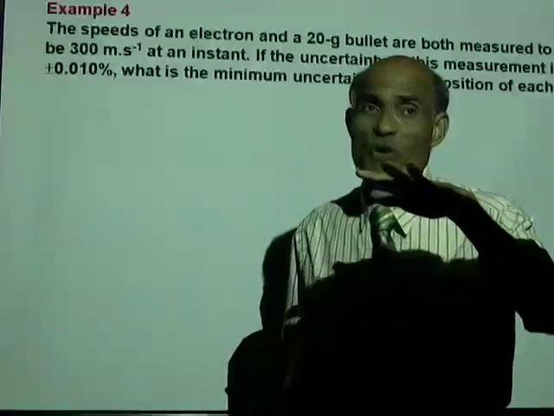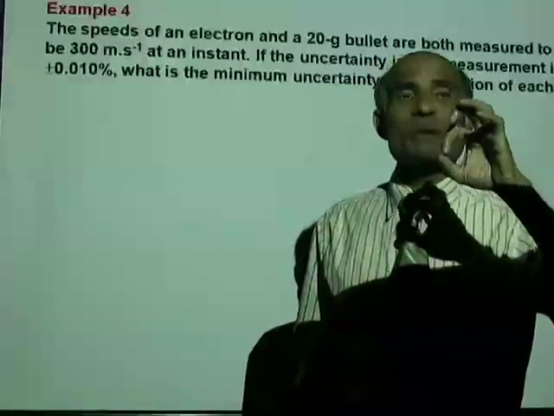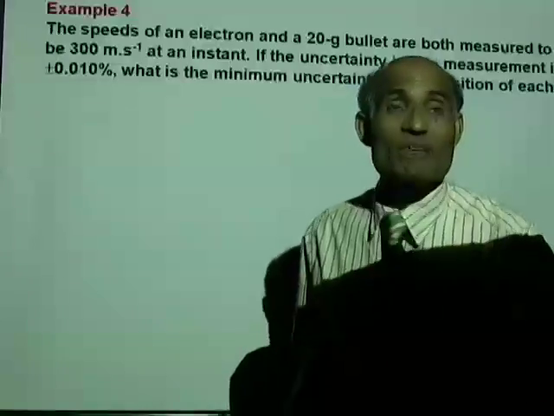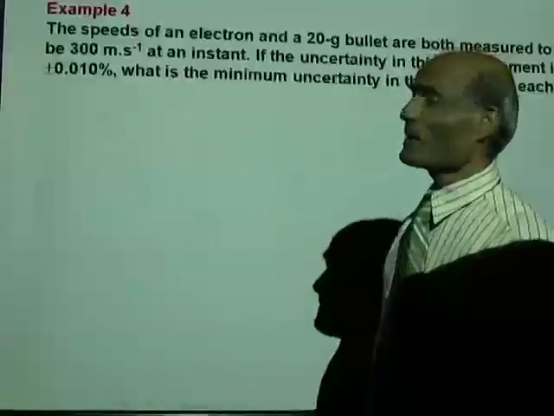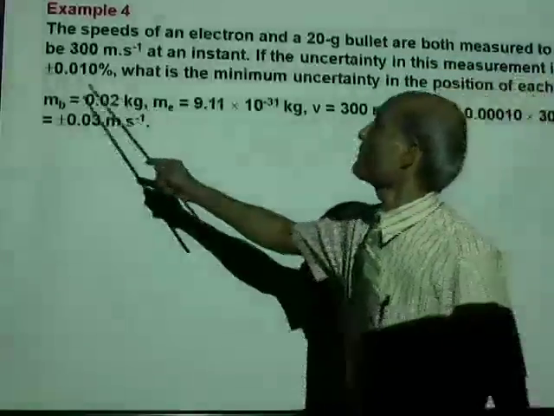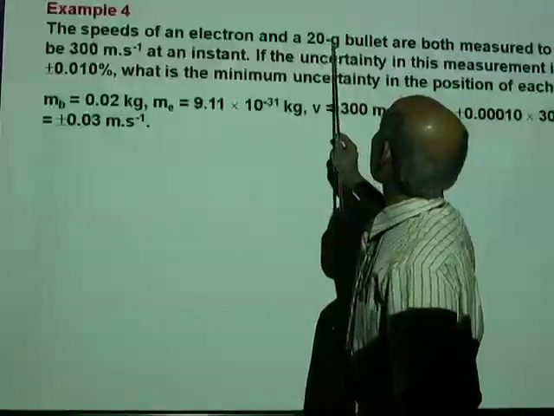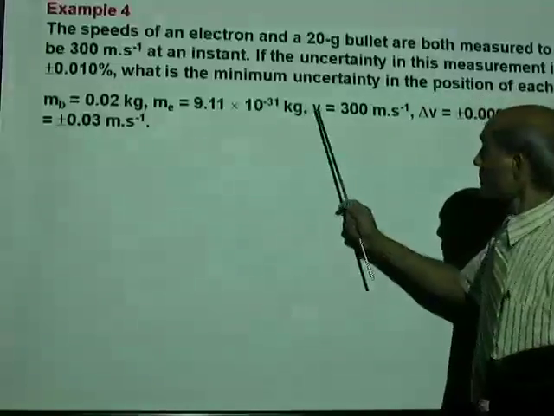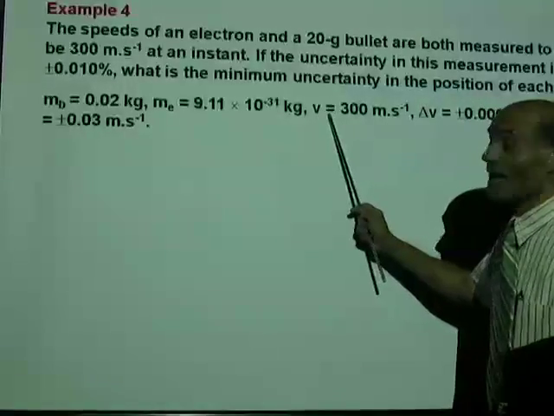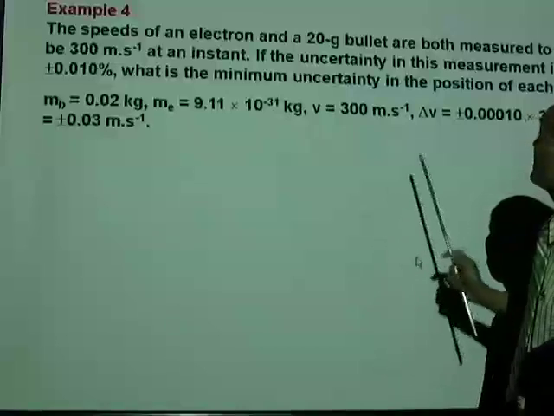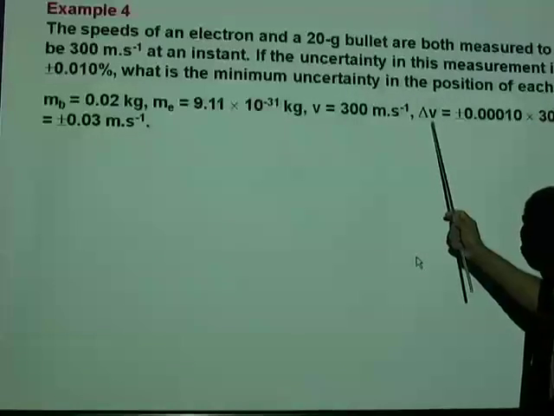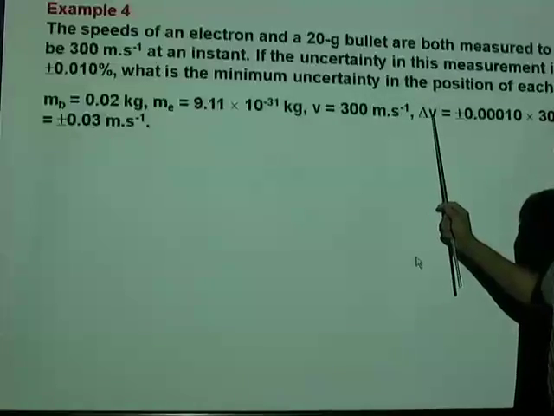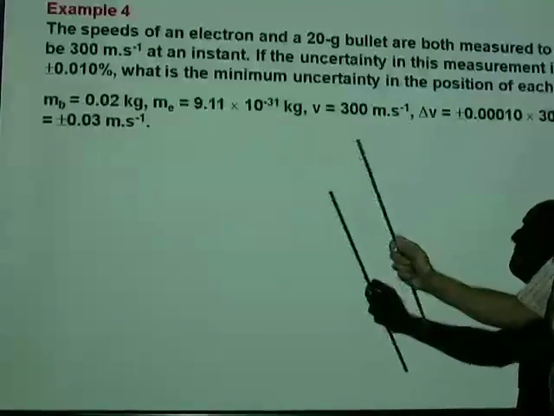Now, since we are looking for the minimum uncertainty, we can replace that inequality sign by an equal sign. That will be the minimum value. Well, what are the given data? The mass of the bullet is given. Mass of the electron, you know. The velocity of the bullet and the electron both are given. Now, the uncertainty in measuring the velocity is given. I want you to interpret correctly.